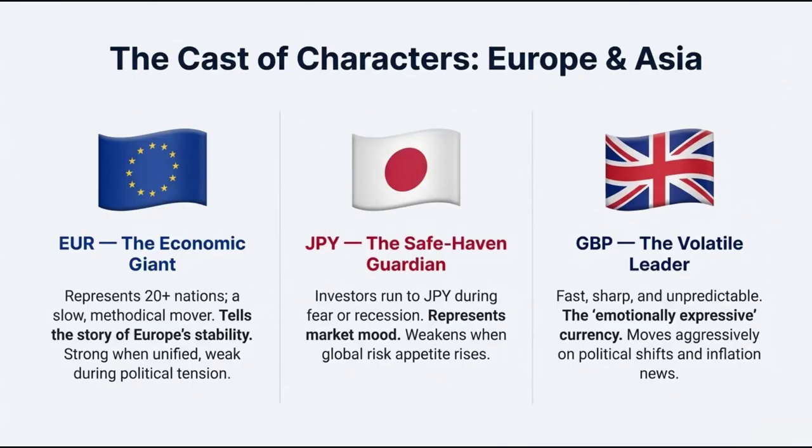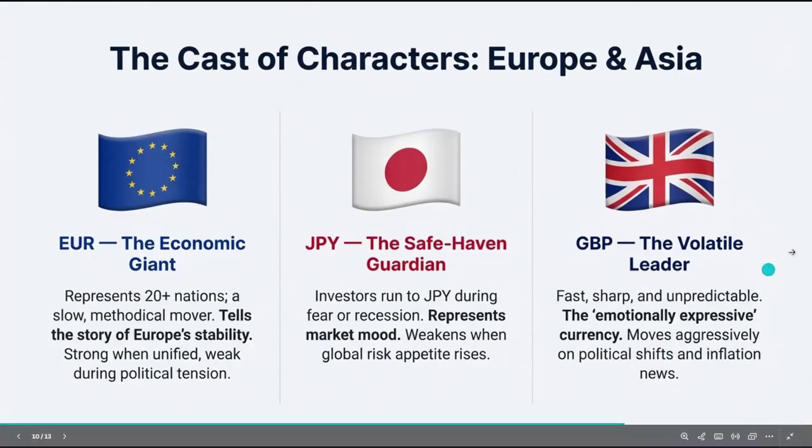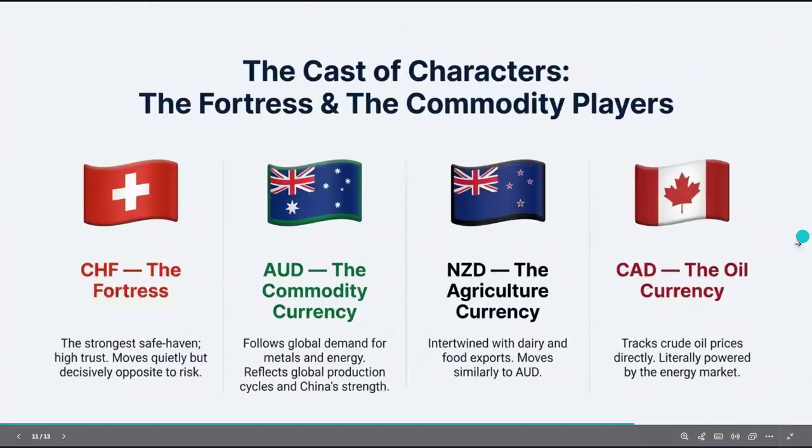This is going to represent the market's mood. You're going to see weakness here when global risk appetite rises. Then we have GBP, the volatile leader. Fast, sharp, and unpredictable, the emotionally expressive currency. This one's a little bit dramatic, and y'all will understand that once you start trading. It moves aggressively on political shifts and inflation news. Make sure y'all are taking note of these key points: political shifts, inflation news.